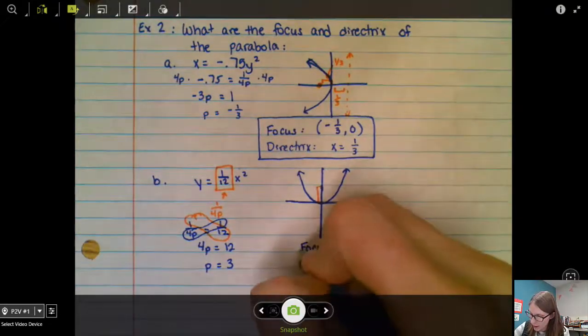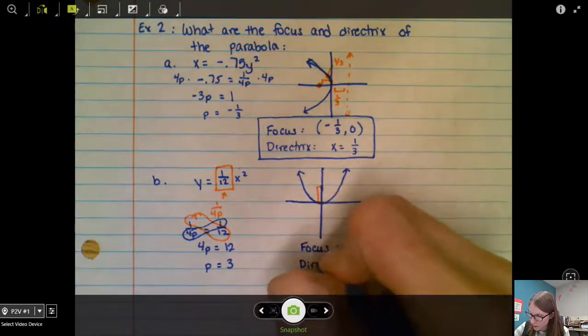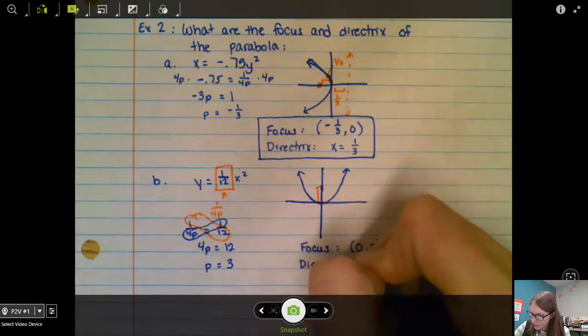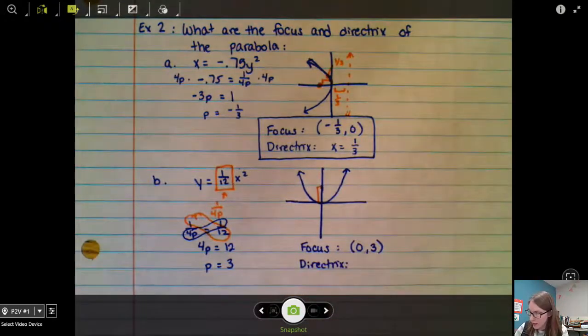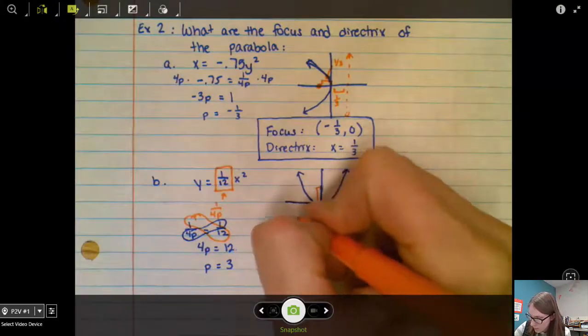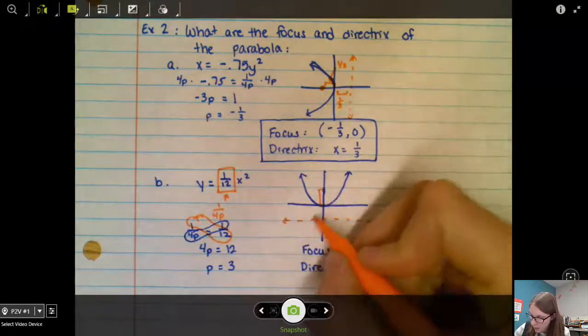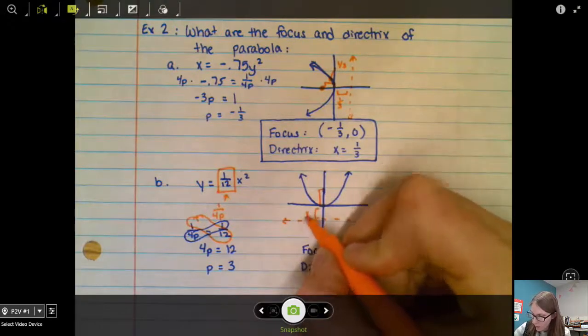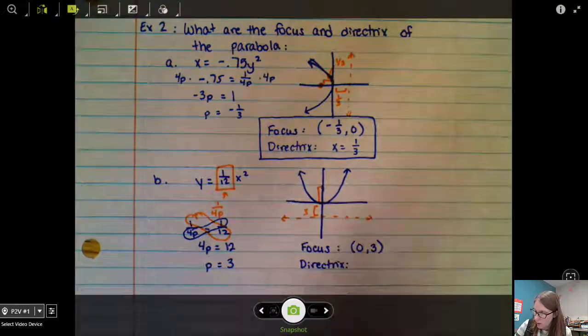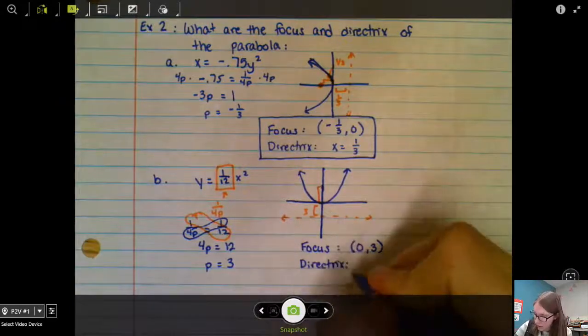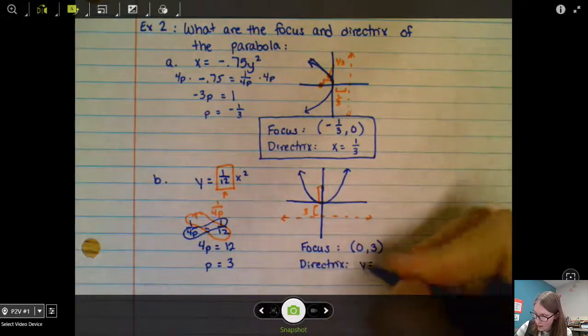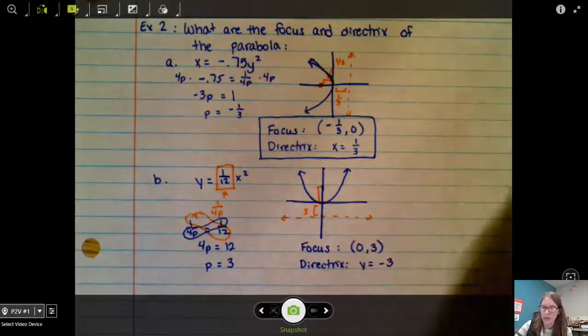Okay, and the directrix is the same distance away, but on the other side. Again, 3 away from our vertex. So our directrix is a horizontal line here. Horizontal lines are in the equation y equals negative 3 here.